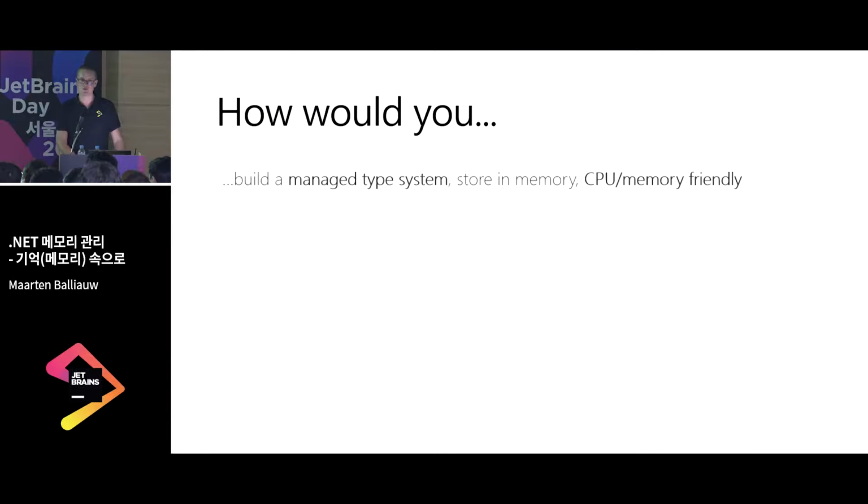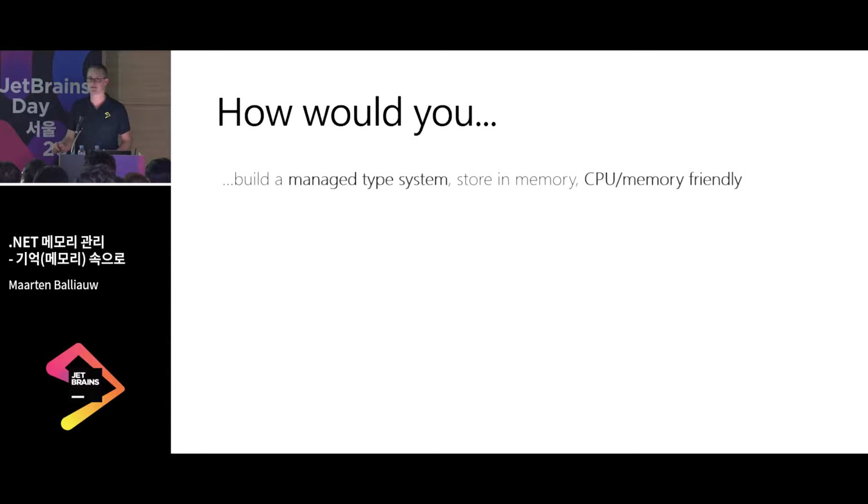Now, let's be geeky and see what is going on inside of .NET. So, if you had to start .NET from scratch, or you wanted to create your own new runtime system, how would you build a managed type system in there, where you have classes and objects that are stored in memory and that is both CPU and memory friendly?